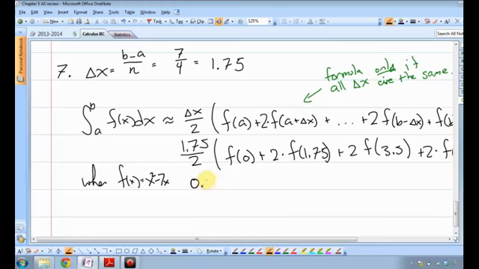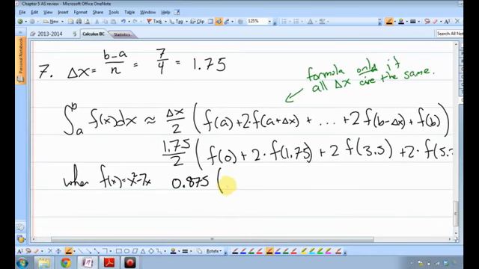What? Wait, 1.75 divided by 2 is 0.875, or 7/8, yeah. f of 0 was 0, plus 2 times f of 1.75 is negative 9.